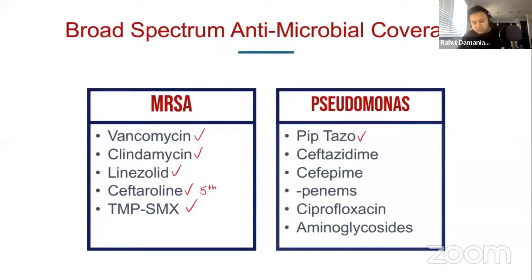Ceftazidime, which is what generation of cephalosporin? Go ahead and put that in the chat. It's just a single number. Good. It's going to be third generation with ceftriaxone, but ceftazidime is the only one that covers Pseudomonas. You have cefepime. You're going to be talking about your penems like carbapenem. Ciprofloxacin does, as well as your aminoglycosides, which we'll talk about. But that is going to be related to gentamicin, neomycin, amikacin, and tobramycin.